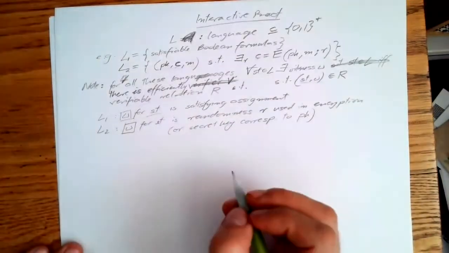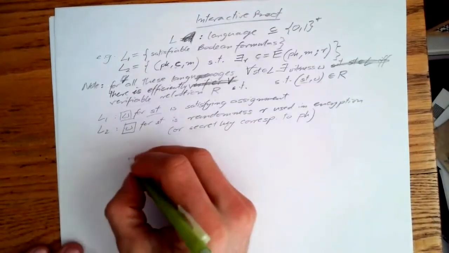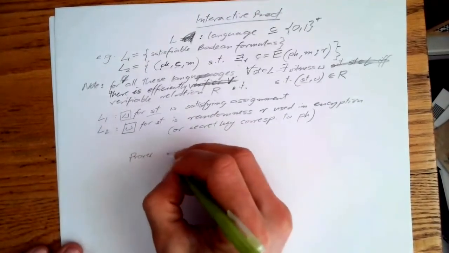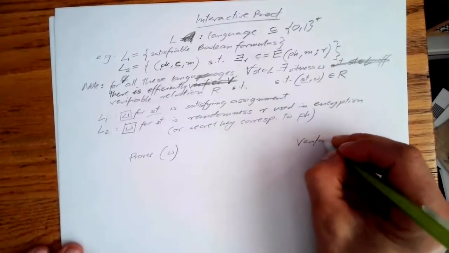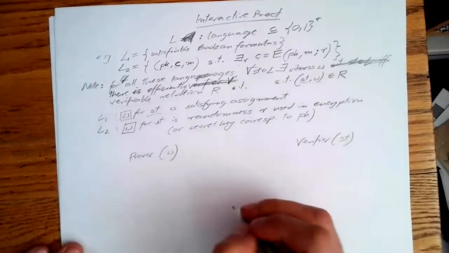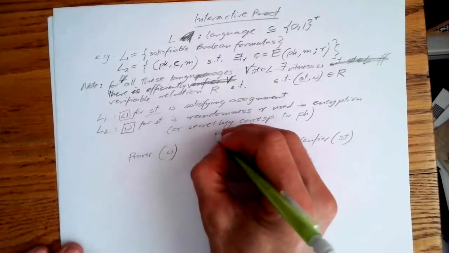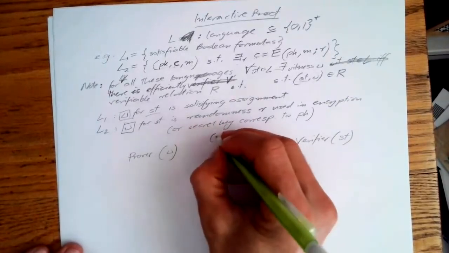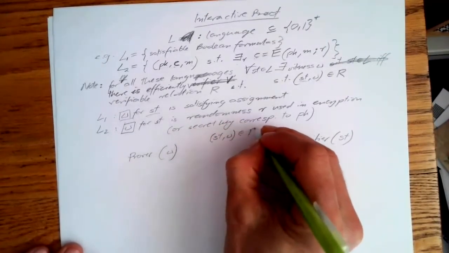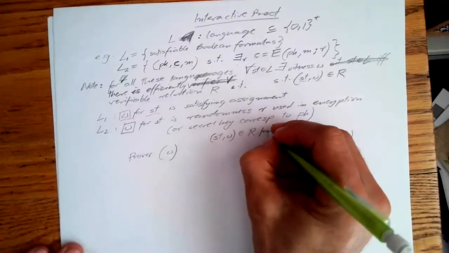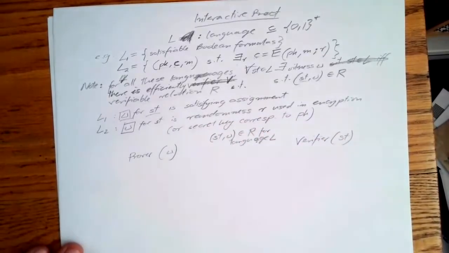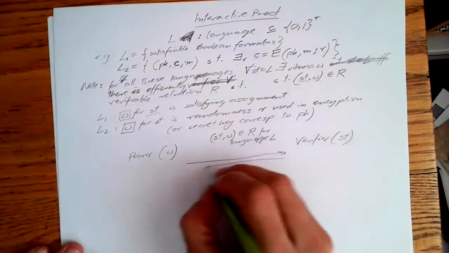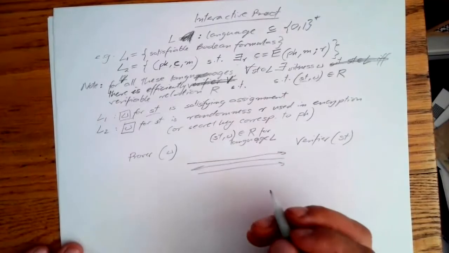Okay, so an interactive proof is a procedure that involves a prover whose input is a witness, and a verifier whose input is a statement. And we assume that the statement and witness are in this relation R for language L. Okay, and an interactive proof is some protocol between these two parties.